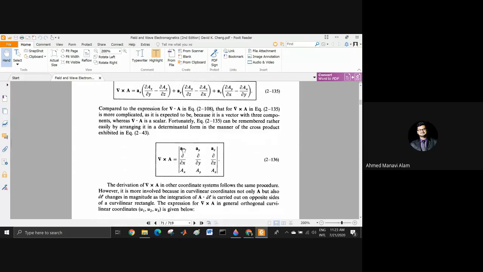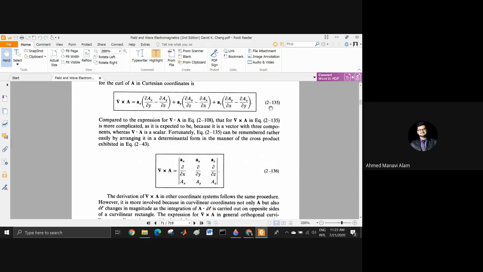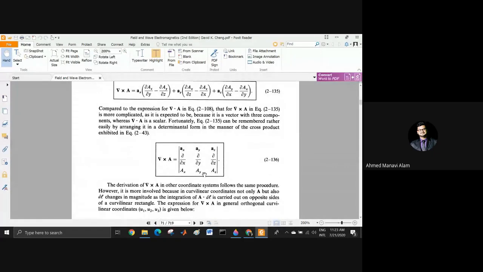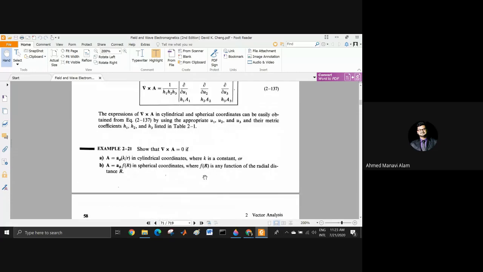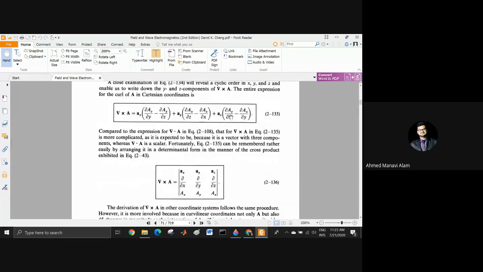Suppose whenever you choose Ax, then these two terms will come. Whenever you choose Ay, then these two terms will come. So the result will be like this. If you have trouble remembering this formula, then you can also do it from the matrix. So this is my curl. Remember, curl is actually nothing but the cross product of the vector and the nabla. Okay, this is something to remember.